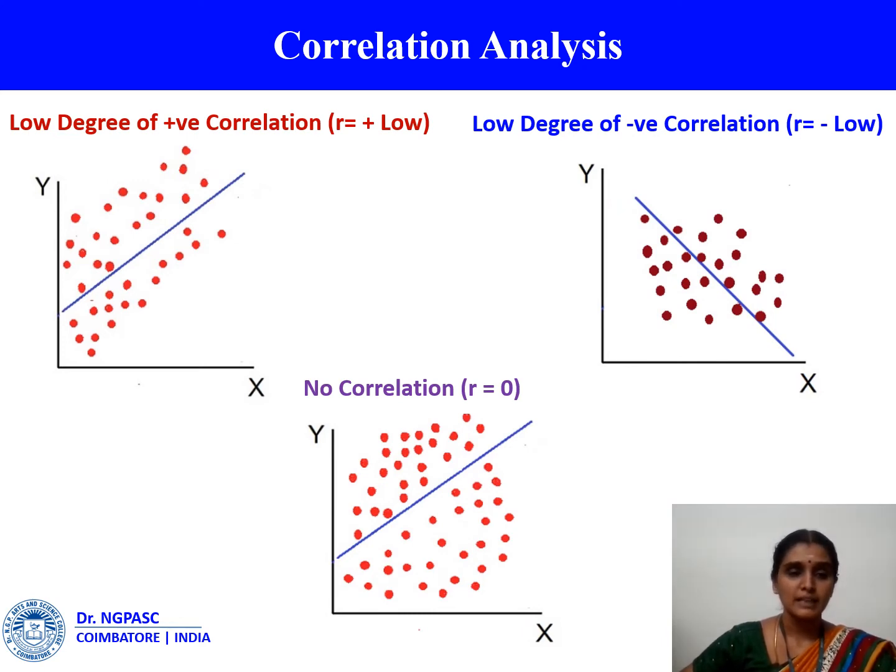In the fifth diagram, few points are near the line and few points are far away from the line. But the line represented here is x is equal to y. So it is called low degree of positive correlation. Here r value lies between 0 and 0.5.